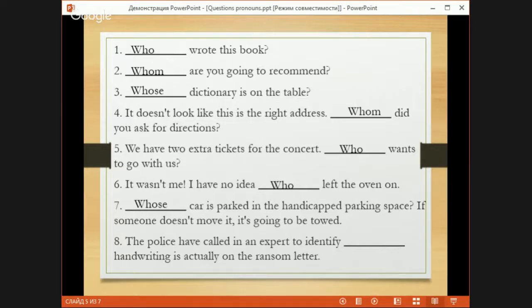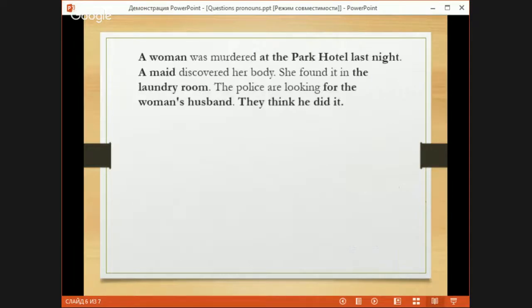And the last one, the police have called in an expert to identify whose handwriting is actually on the ransom letter. And we have here a story about a woman, and we have to create questions about the words in bold. As we are running out of time, I will proceed directly.